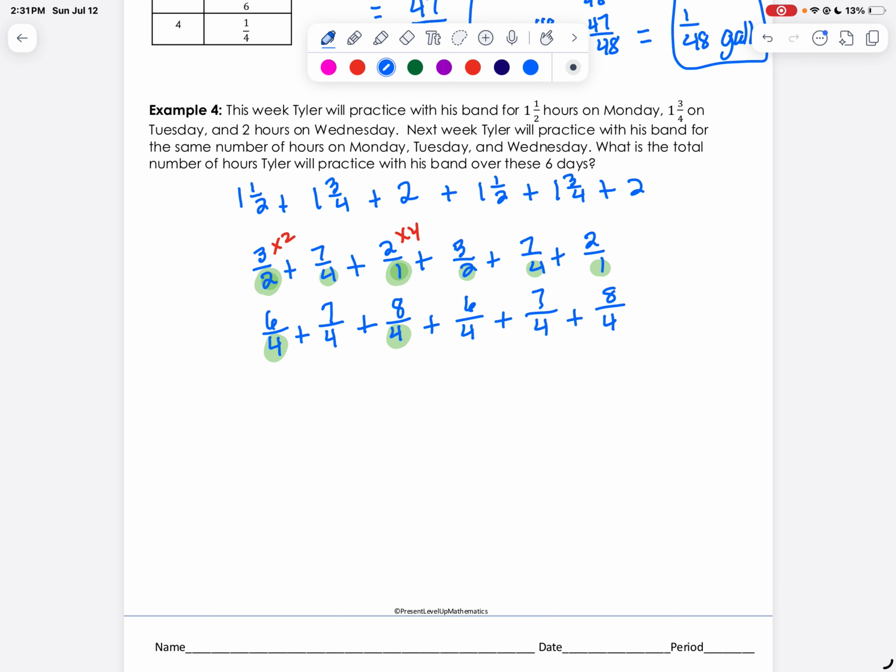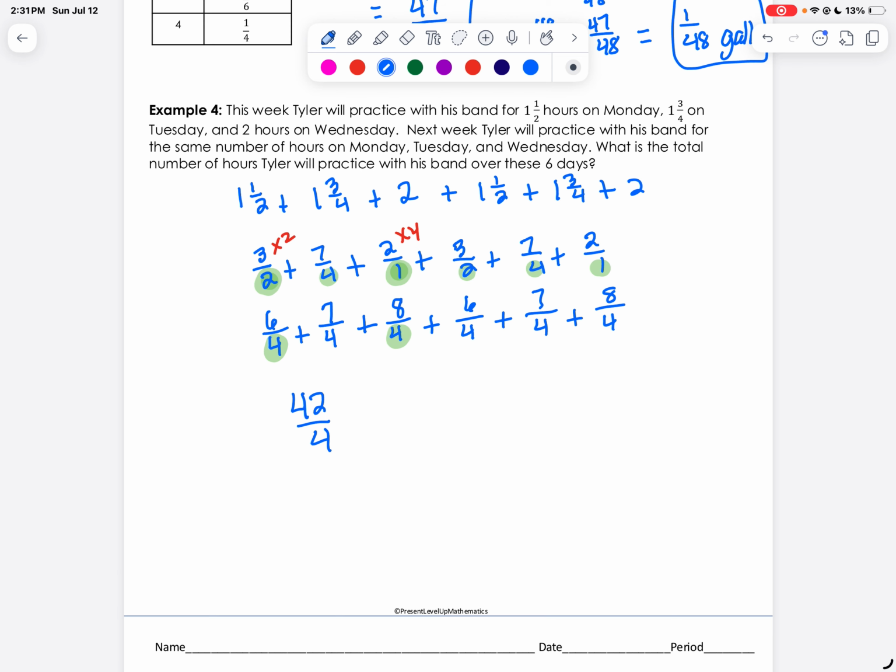All right, now we're going to add all the numerators. So we have 6 plus 7 is 13. 13 plus 8 is 21. 21 plus 6 is 27. 27 plus 7 is 34. 34 plus 8 is 42. So this would be 42 over 4.